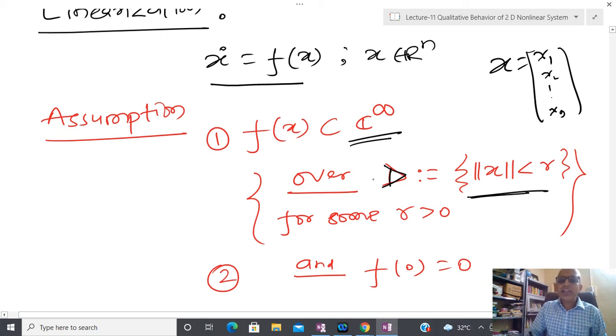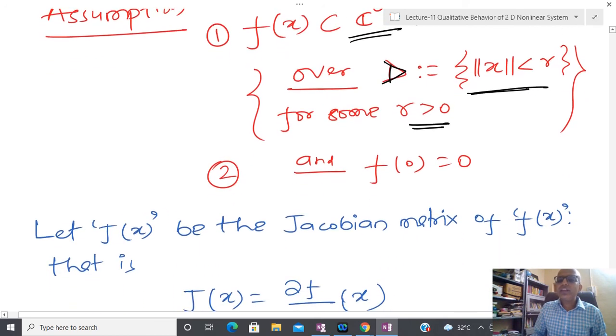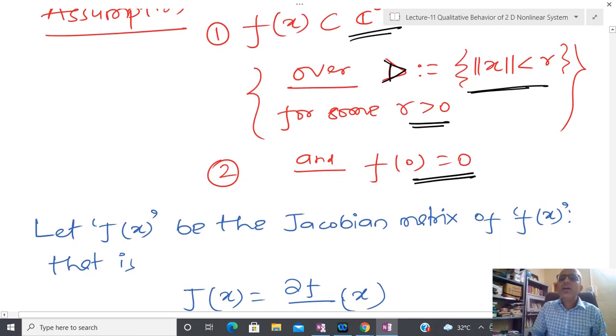So what I am telling is that in order to apply this kind of linearization, first you have to confirm that your function is continuously differentiable infinitely many times, and after that it is only valid in some approximity, that is a ball of radius greater than 0, meaning a very small vicinity of the equilibrium point. We are also assuming that f(0) equals 0, because without loss of generality I am assuming that 0 is the equilibrium point.